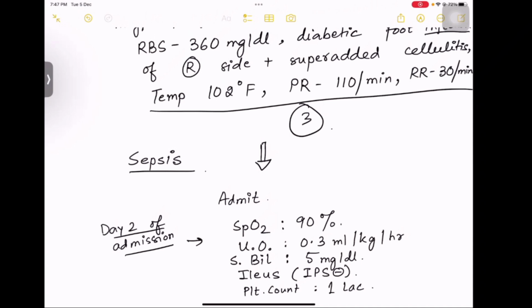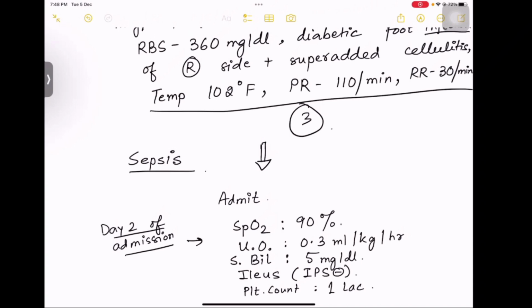Why? Because I have identified infection, because there is diabetic foot infection and superadded cellulitis. And there are also features of SIRS. Temperature is more than 100 Fahrenheit, pulse rate is more than 90, and respiratory rate is more than 20 times per minute. So SIRS is also present. And I told you that sepsis is SIRS plus infection. So the first case is sepsis.